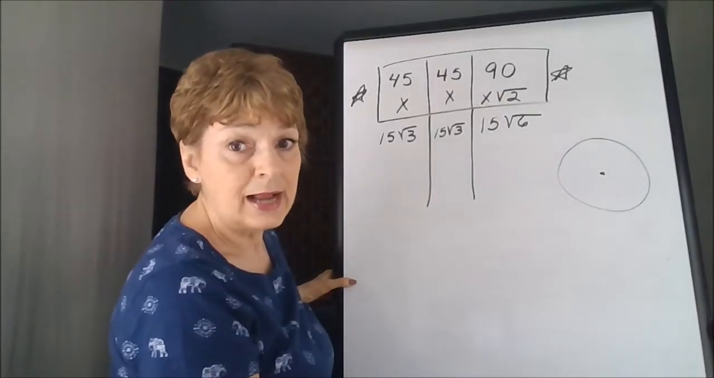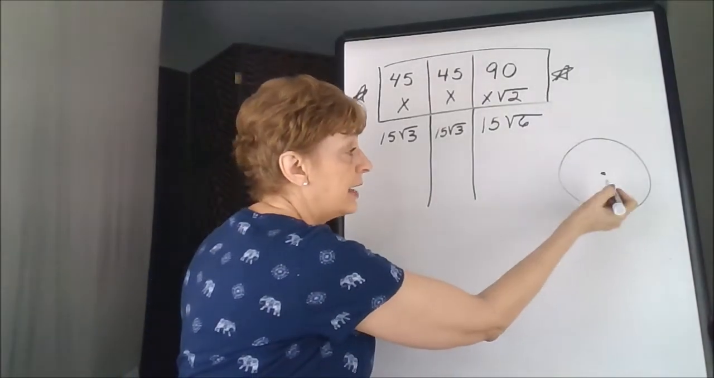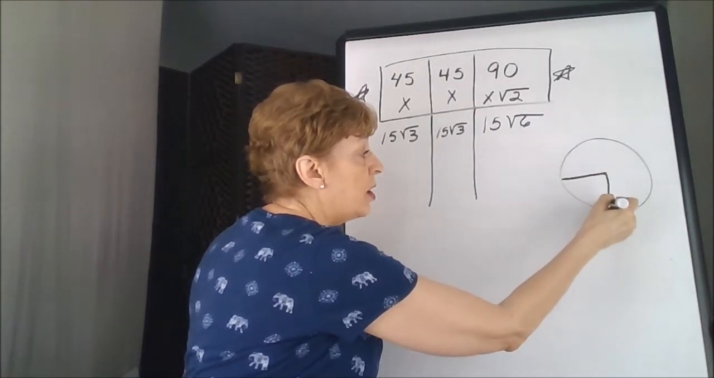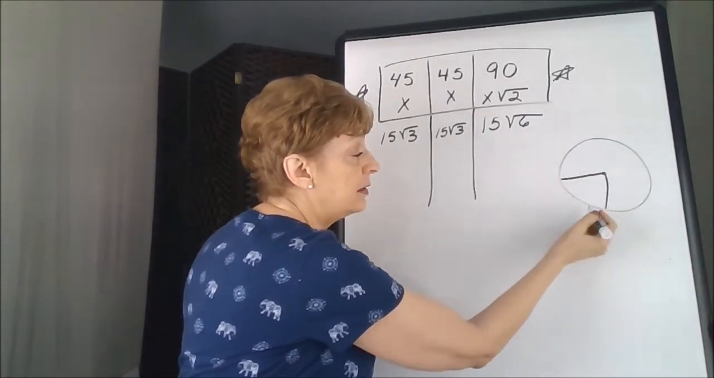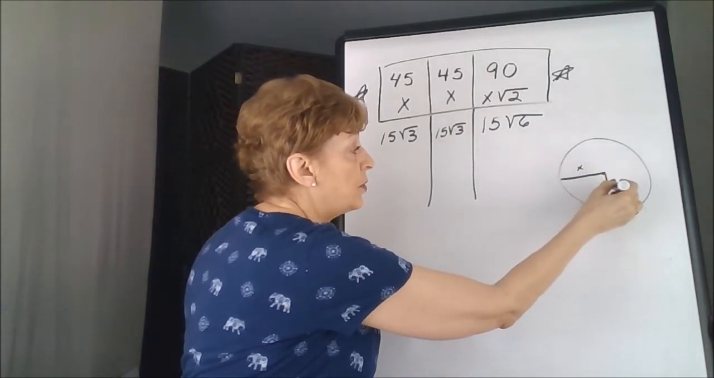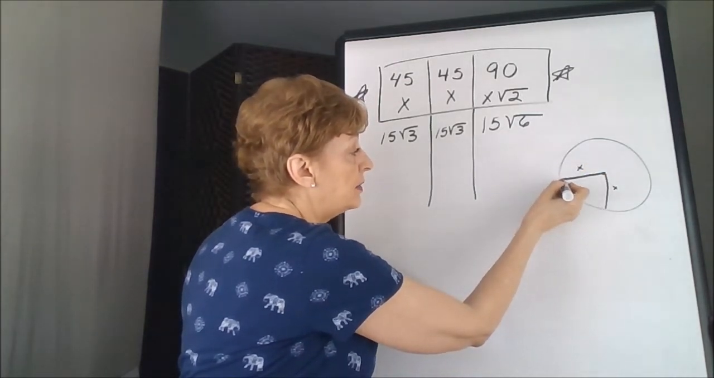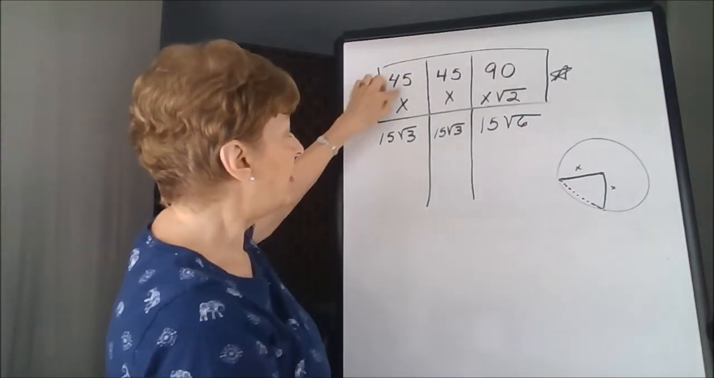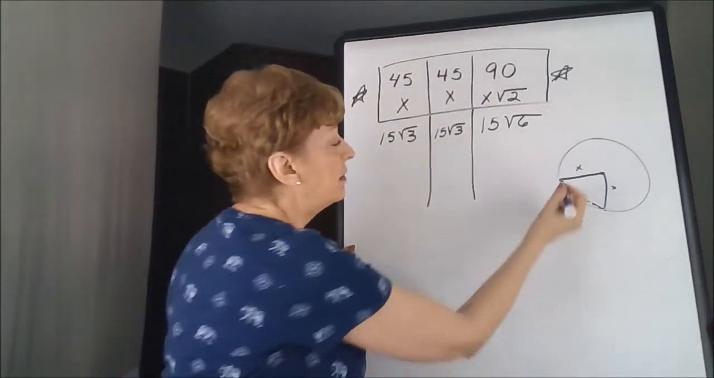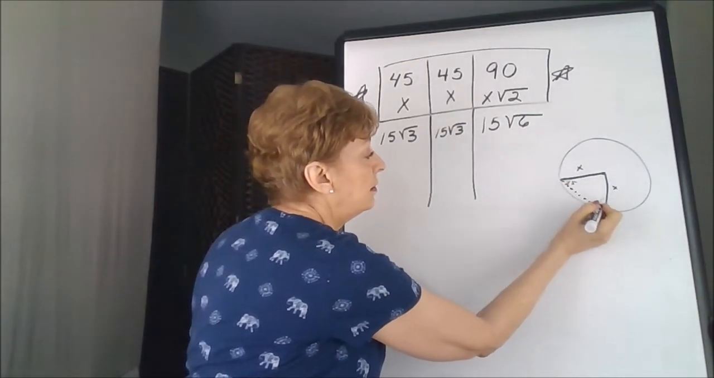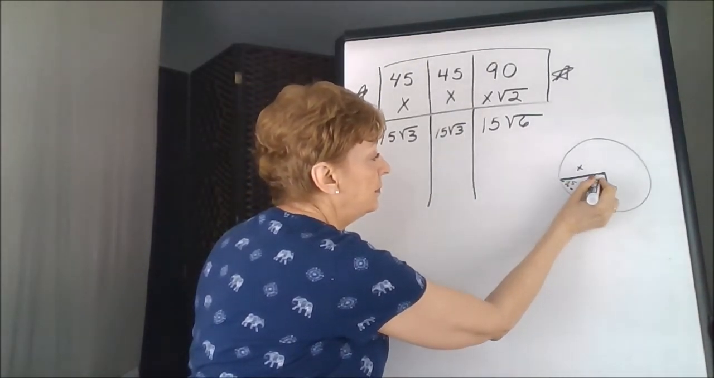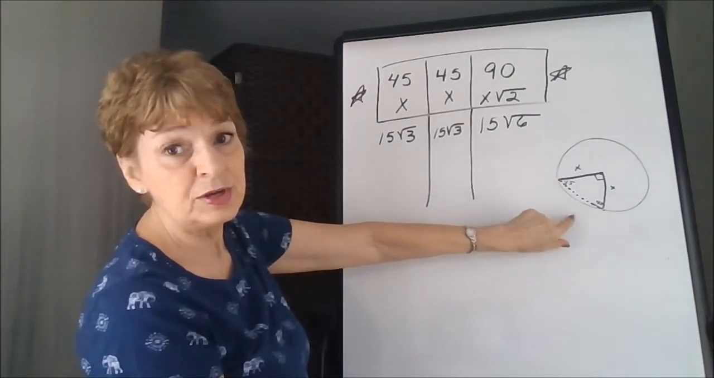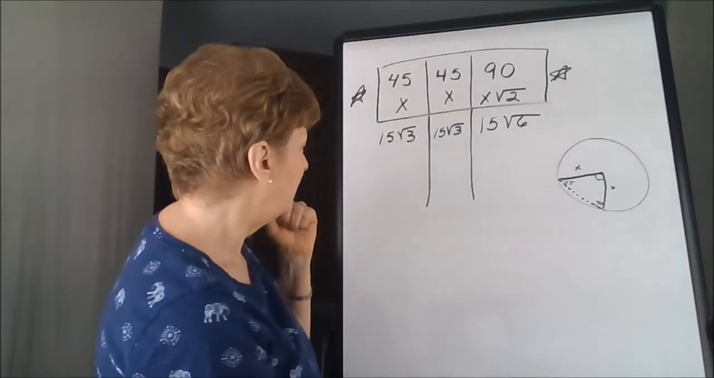You might see an isosceles triangle as a circle with 2 radii coming out. Now you know that the radii are the same length, so these would both be x. And if we connected these points, we would have this 45, 45, 90 triangle. All right, so that's another way that you might see it on a test.